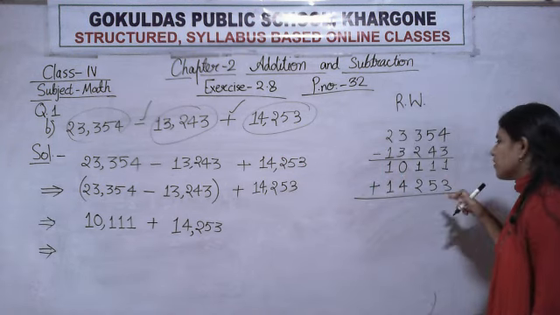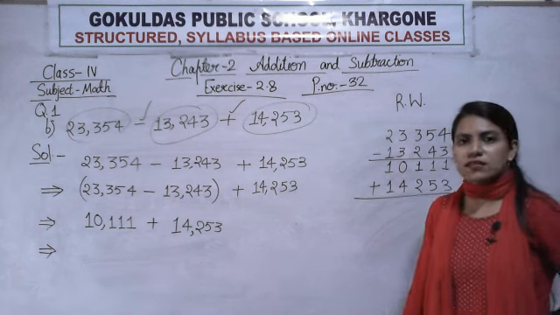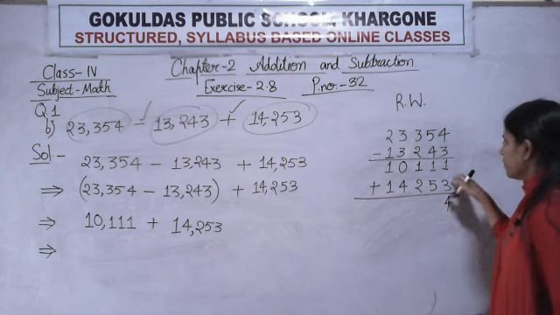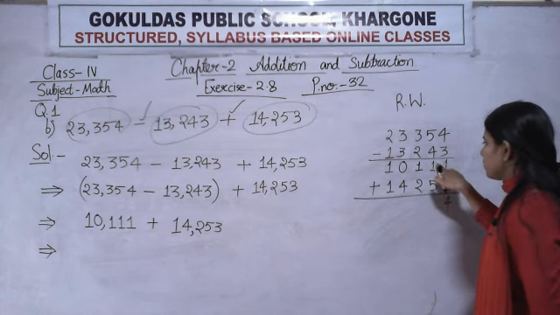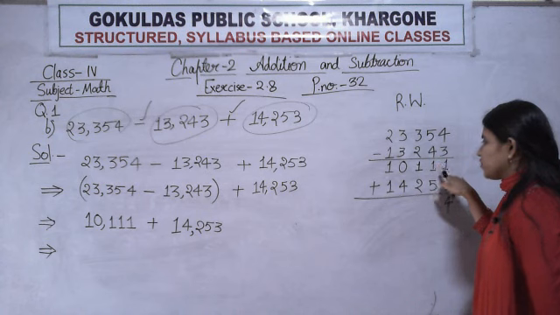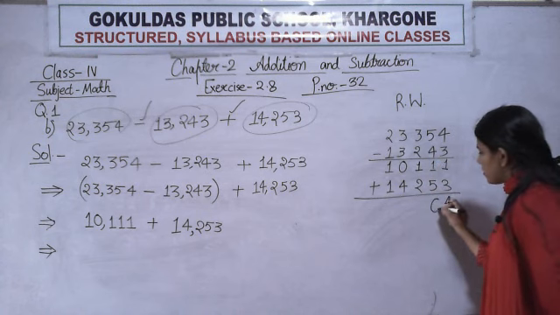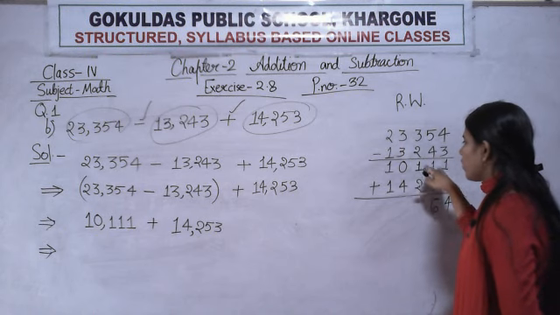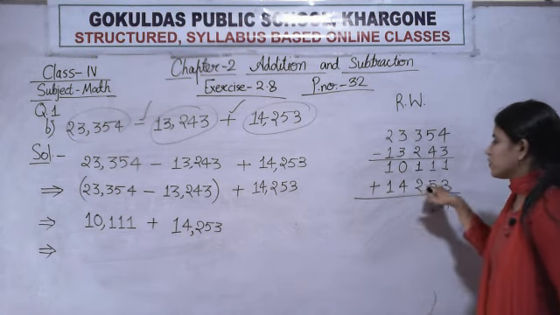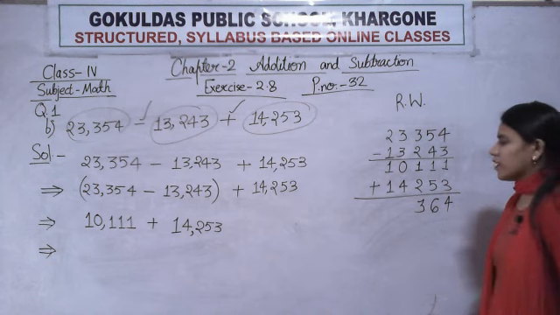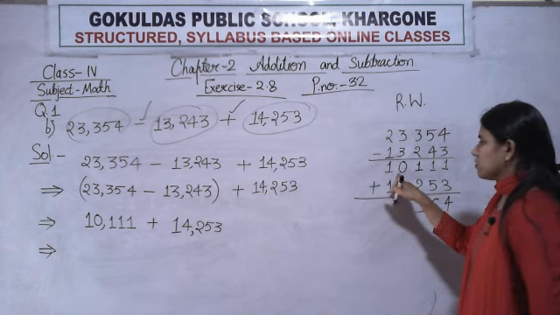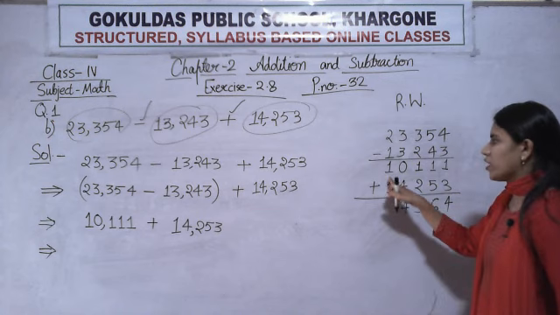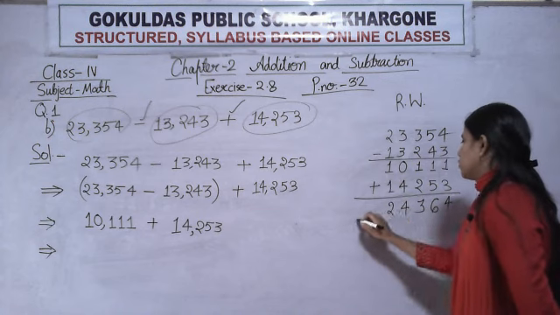1 plus 3 is 4. So write 4 in the ones column. Now solve the tens column. 1 plus 5 is 6. So write 6 over here. Now solve the next column. 1 plus 2 is 3. Now 0 plus 4 is 4. Now solve the last column. 1 plus 1 is 2.